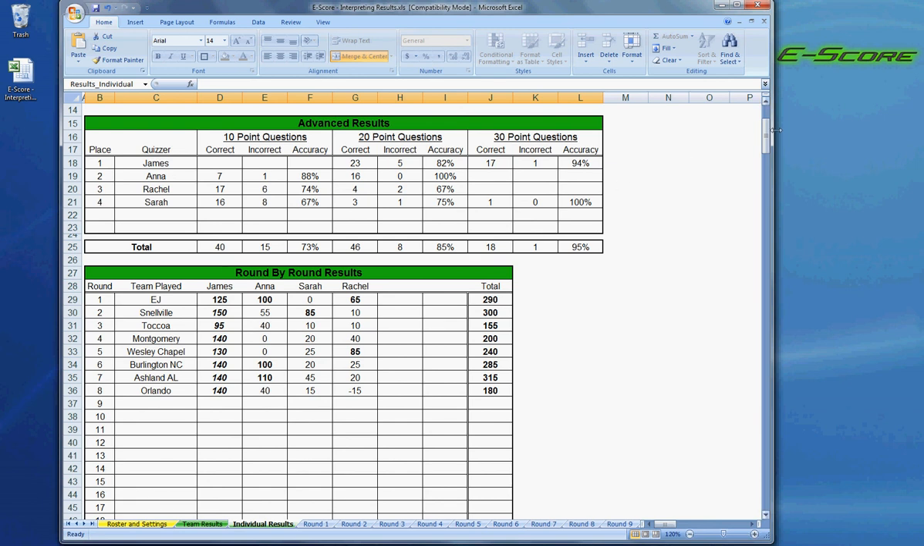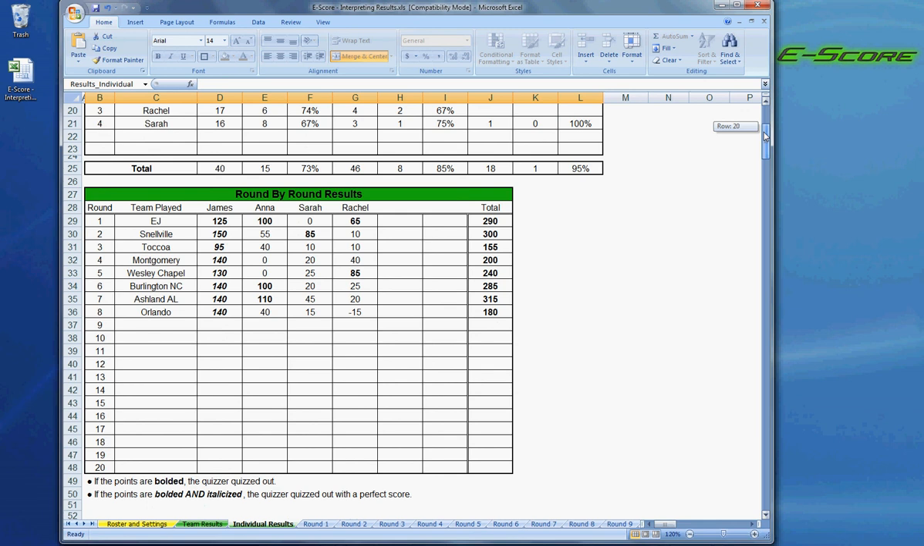Okay, round by round results. This is something I instituted because a statistician said, I want to go over each individual score round by round, and so I added this. It's pretty straightforward. You got the team and then what each individual scored. What I like to use this for is figuring out who was hot early in the day and who was hot later in the day.